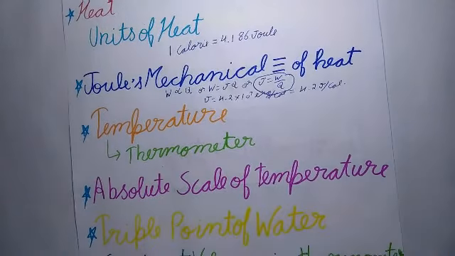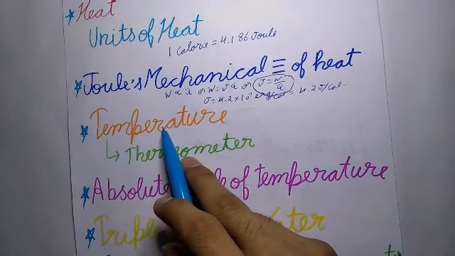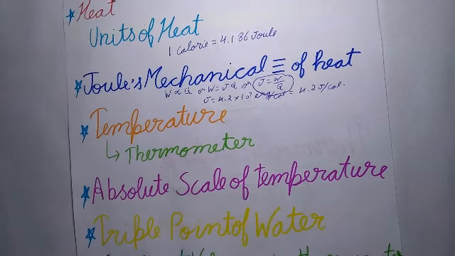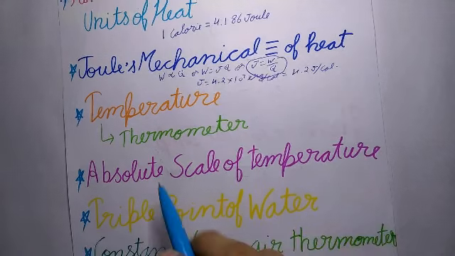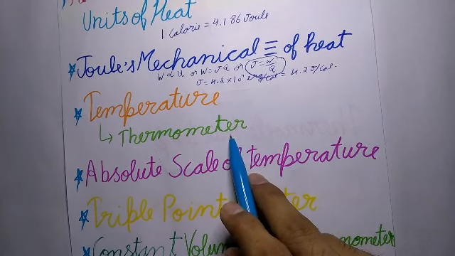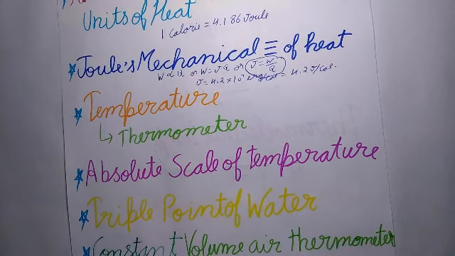Now next is temperature. It is the degree of hotness of a body. The temperature of a body gives us a measure of the average kinetic energy of its molecules. Thermometer. It is a device used to measure the temperature of a body. It makes use of some measurable properties, called thermometric properties of a substance, which change linearly with temperature.